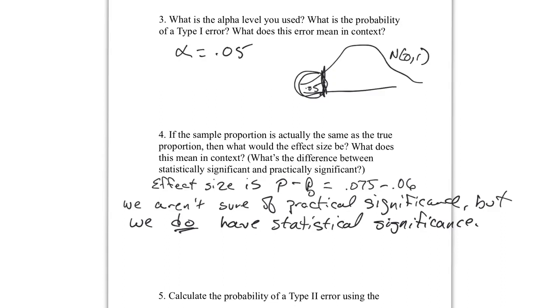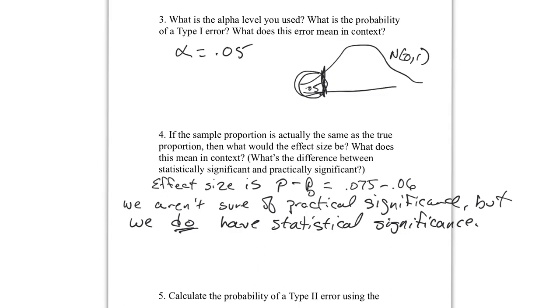And if that is true, then 0.075 minus our hypothesized P, which is 0.06, is our effect size. We aren't sure of practical significance, but we do have statistical significance. In other words, the probability of us getting a result more extreme than ours by random chance alone, which we found on the previous slide, is 3.37%. So something more extreme than ours can happen only about 3% of the time. However, this could have been done by random chance alone, but it is statistically significant.